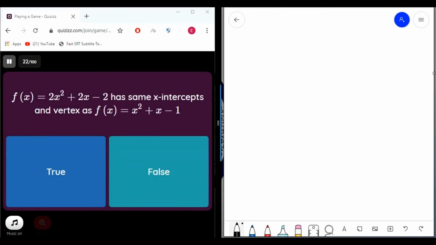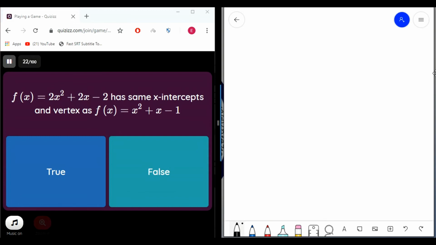f(x) equals to 2x squared plus 2x minus 2 has same x-intercepts and vertex as f(x) equal to x squared plus x minus 1. Seems correct, right? Because you can factor out the 2 and solve for the equation, right? Wrong! This is a function and not equation.